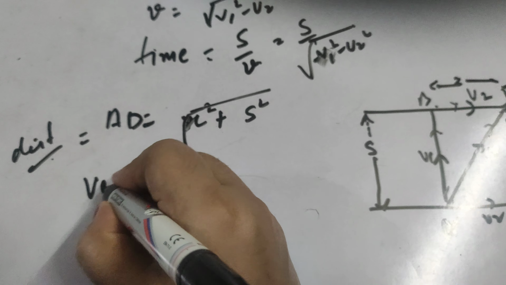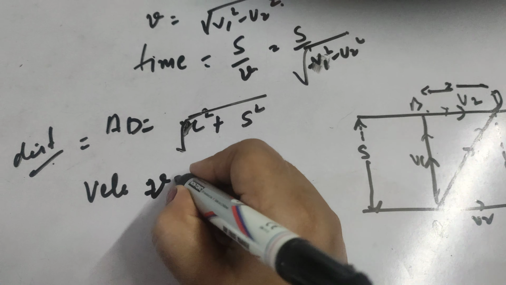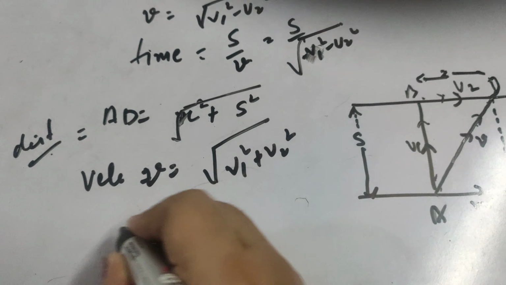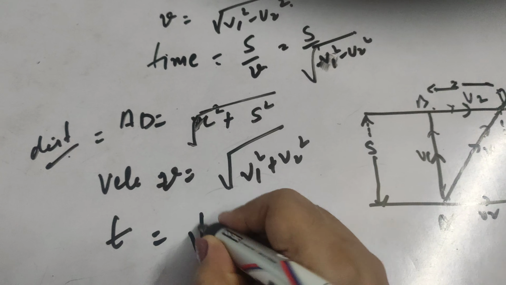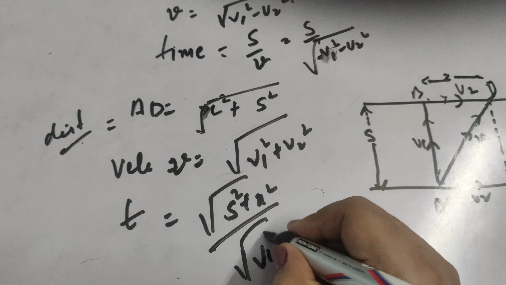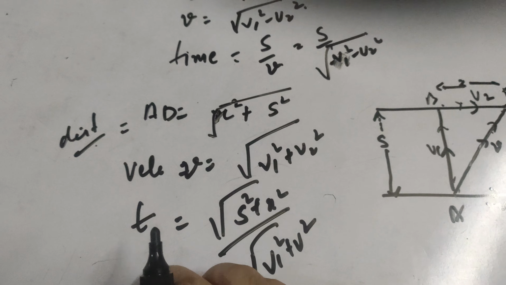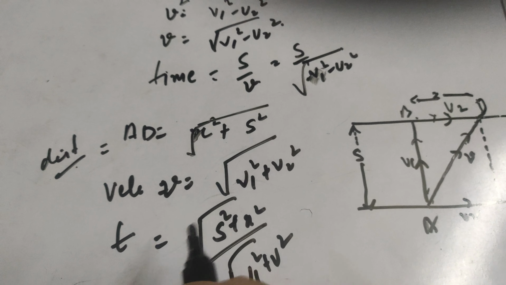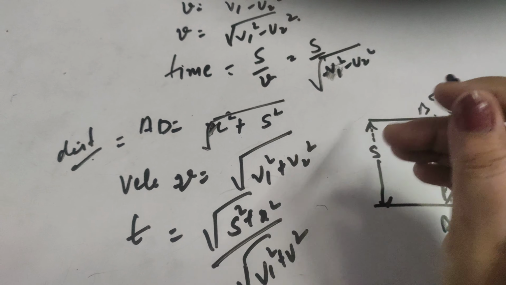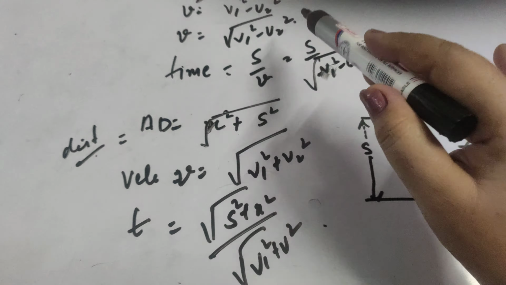And if we want to calculate the velocity, the resultant velocity v is root of v1 square plus v2 square. So time is root of s square plus x square divided by root of v1 square plus v2 square. This is the shortest time in which the boat will cross the river. And this is clear from these formulas also.